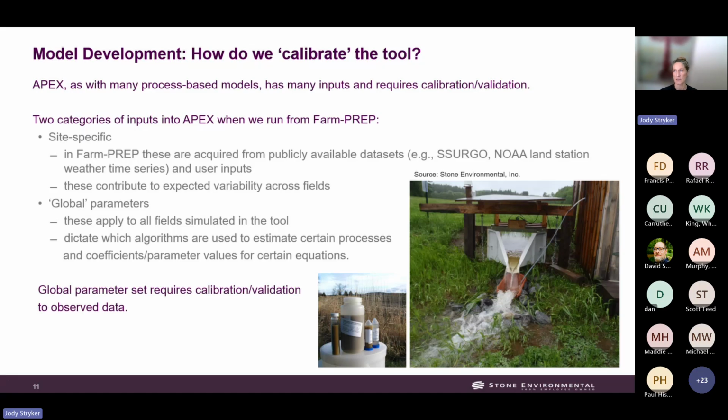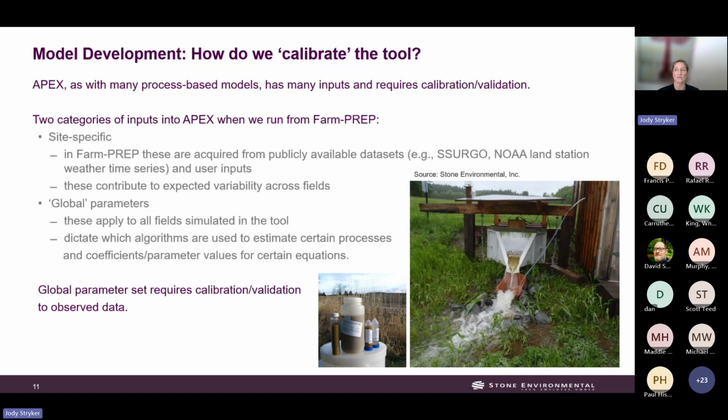So we have these site-specific inputs, which in Farm Prep are acquired either from publicly available data sets like SSURGO or NOAA land station data, or from user inputs. And then there's what we call global parameters. These are parameters that apply to all fields simulated in the tool. They typically dictate, for example, what algorithms are used for certain processes or parameter values for certain equations.